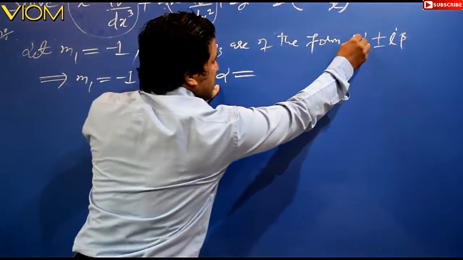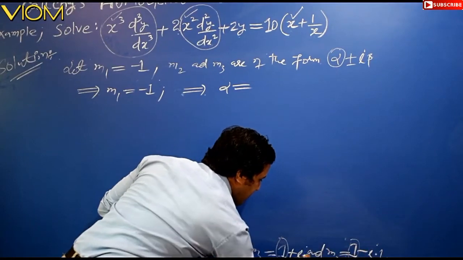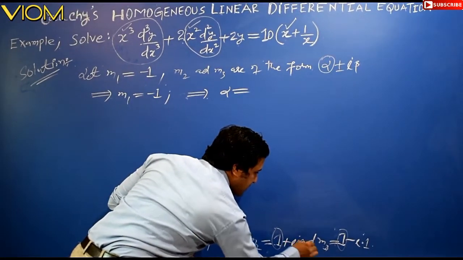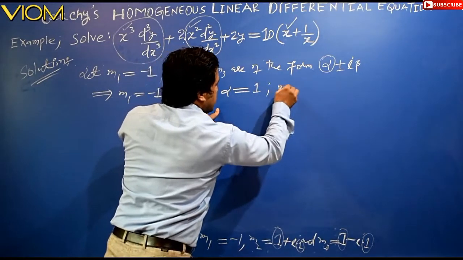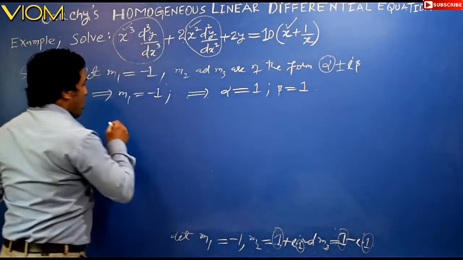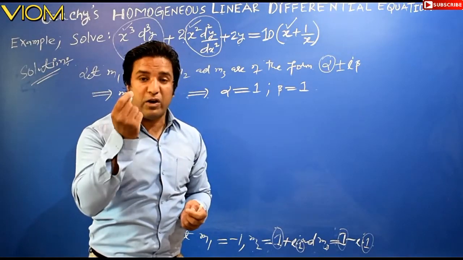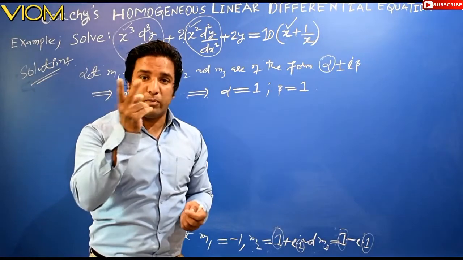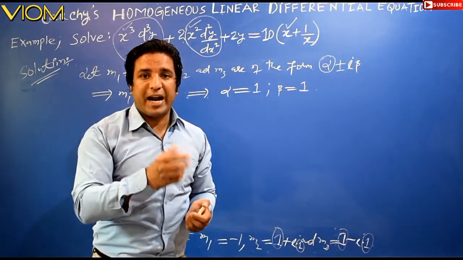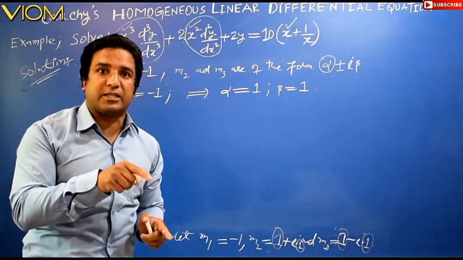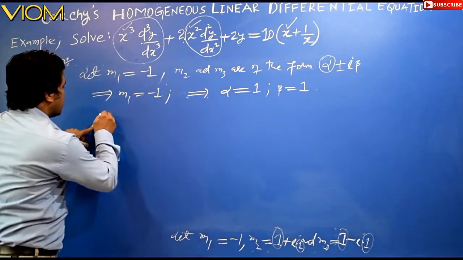Its real part is alpha, here it is 1, so clearly alpha is equal to 1. In front of iota here is 1, so beta is equal to 1. Whenever you have any complementary function, one root is real and the next two remaining roots are complex, alpha plus minus iota beta. Its complementary function is like this.